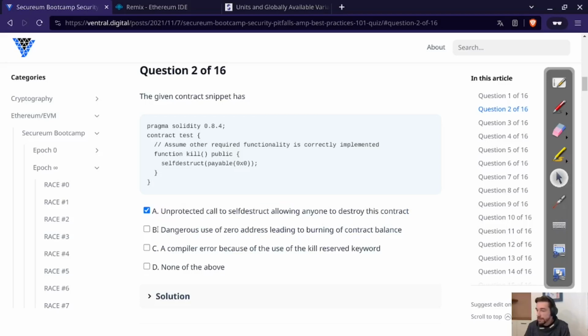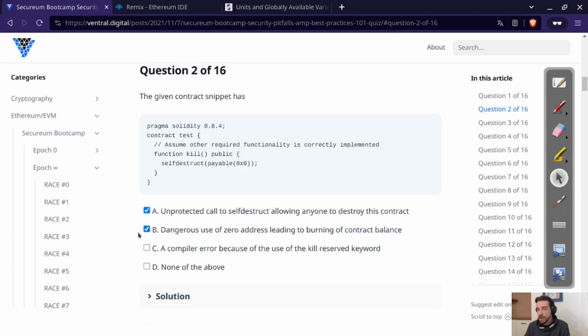Then B says that this contract snippet has dangerous use of zero address, leading to burning of contract balance. Yes, we have a use of a zero address here. Arguably it's dangerous. If we assume that we don't want to burn the funds, then it is dangerous, I guess. And burning and zero address is basically equivalent because there is no known private key for the zero address. So sending it to the zero address where nobody has access to is equivalent to burning the funds. So B is also correct.